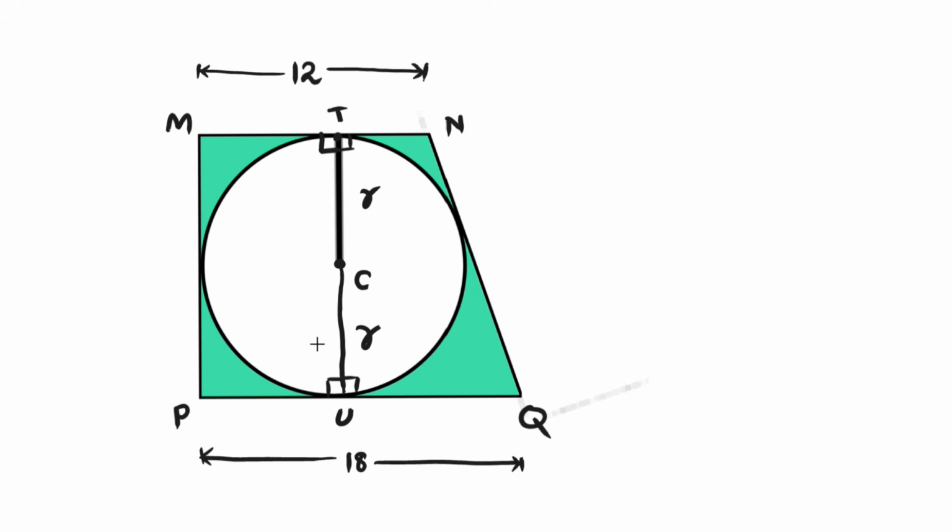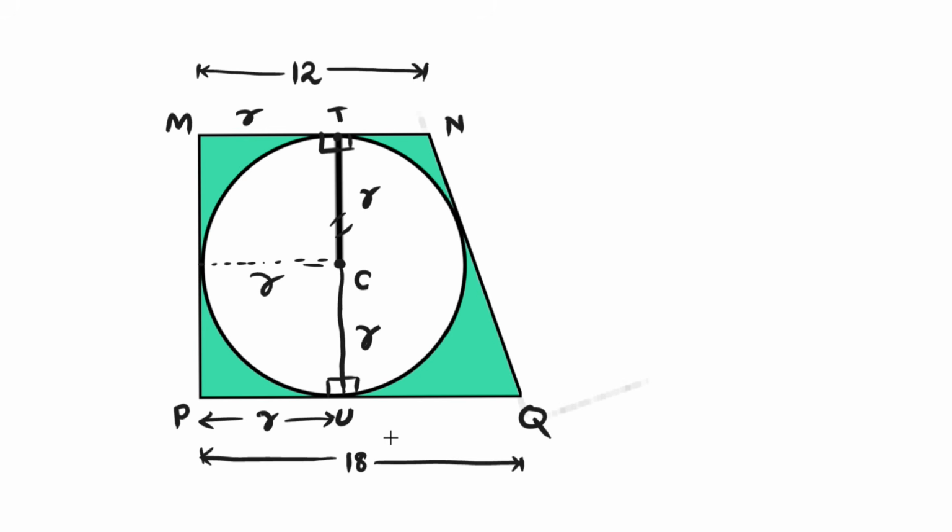Now let's look carefully at the quadrilateral formed by the left side of the trapezoid together with these two radii. This shape is a rectangle because the radii are perpendicular to the parallel sides of the trapezoid. In a rectangle, opposite sides are equal. So the horizontal distance from the left side to point T is also equal to the radius. Therefore, MT equals R, and similarly, PU also equals R.